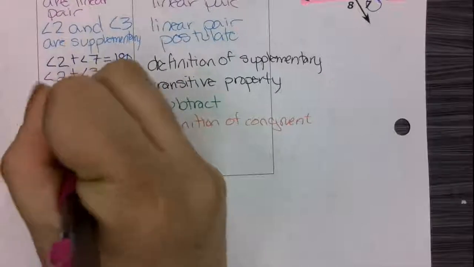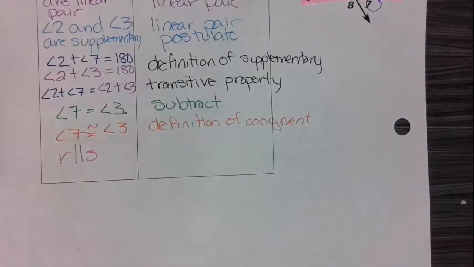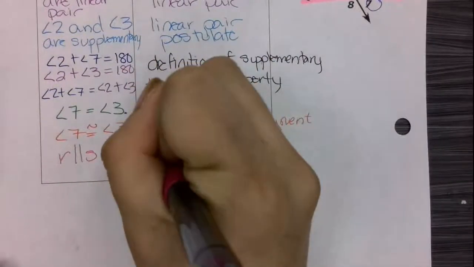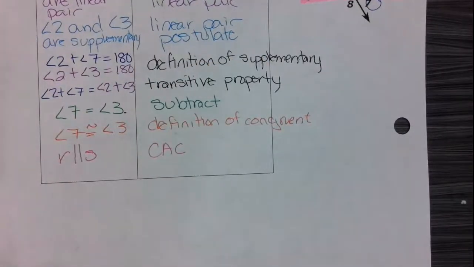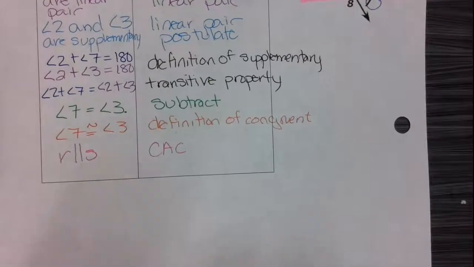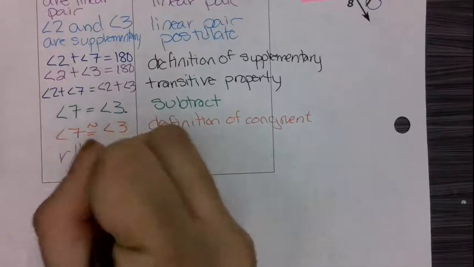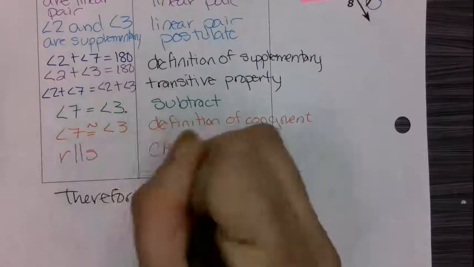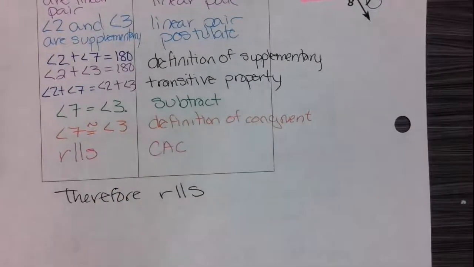Then I'm going to have R is parallel to S, and this is going to be by the CAC, the consecutive angles converse. Therefore, R is parallel to S.